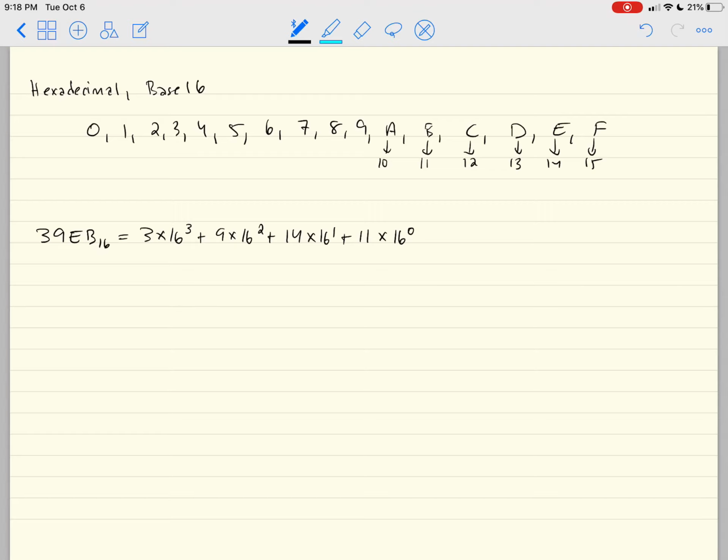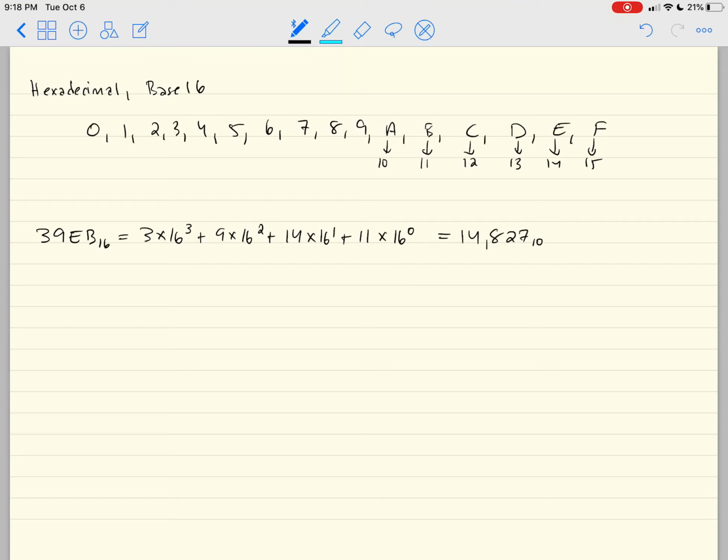Okay. We are not quite as good at doing these calculations in our head, because goodness knows I don't know what 16 cubed is off the top of my head. No, I plugged this straight into a calculator, and it told me it was 14,827 in our standard decimal number system. Okay.